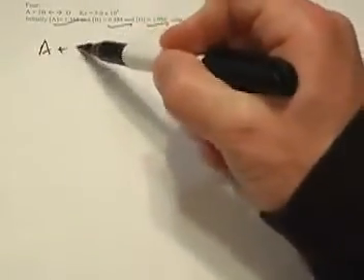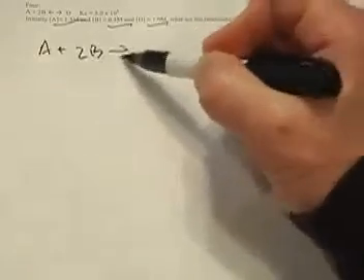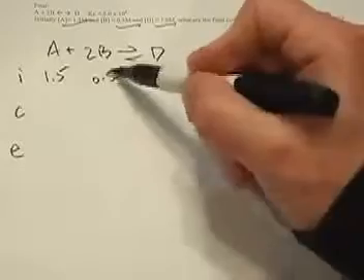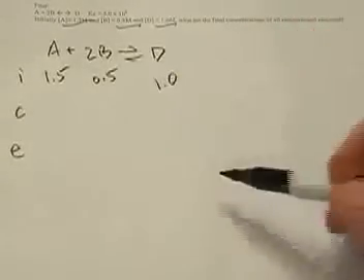So let's look at problem number 4, which is A plus 2B goes to D, and it gives you a K sub C, and initially A is 1.5, B is 0.5, and D is 1.0 molar. First thing to do here, remember, is to just set up your equation. A plus 2B goes to D, and write an ICE table, initial change equilibrium. Set up what you know to start with. A starts out with 1.5, B starts out with 0.5, and D ends up with 1.